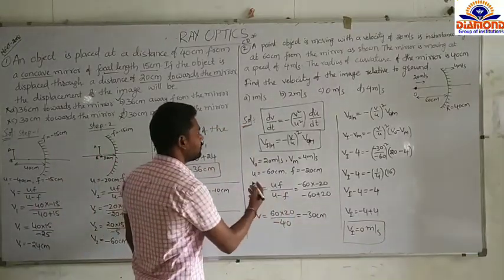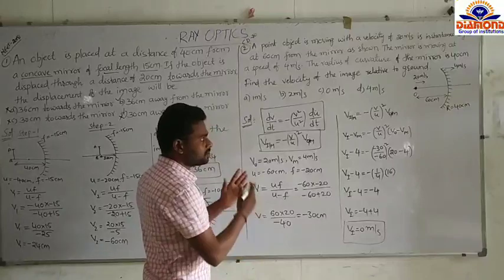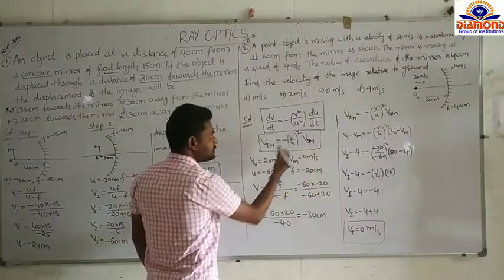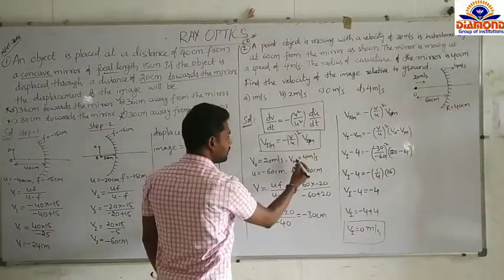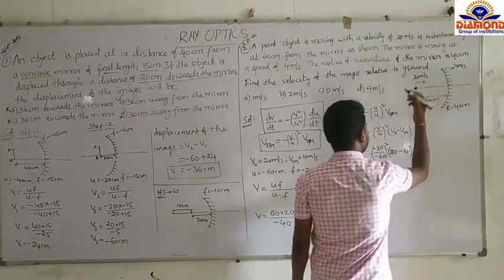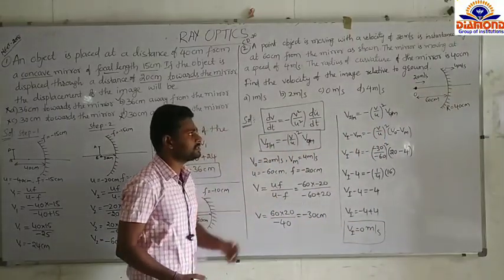So now the velocity, both are moving in the positive x direction. So positive x direction I am considering as positive only. Now the velocity of the object is given as 20 meter per second. Velocity of the mirror is given as 4 meter per second. And initially the object is 60 centimeter from the mirror. So object distance u equals minus 60 centimeter.